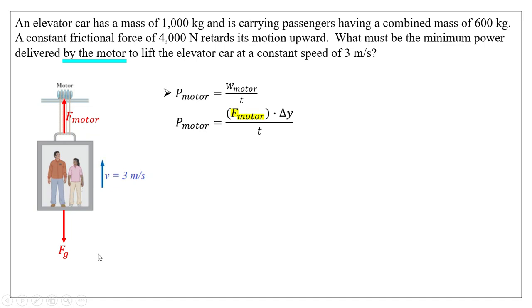And then in addition to the weight pointing down, you have a frictional force that's acting against the upward motion. So in this case, friction is going to point downward because the elevator is moving upward. And I'm just going to call that F of K. You can call it F of friction if you want.